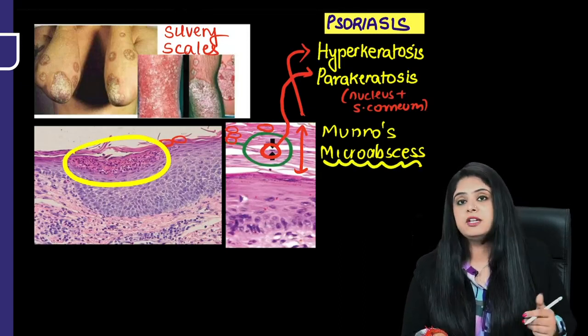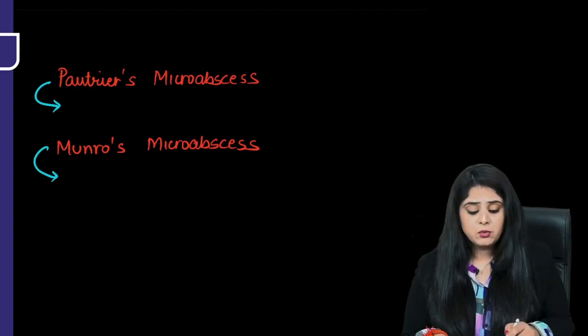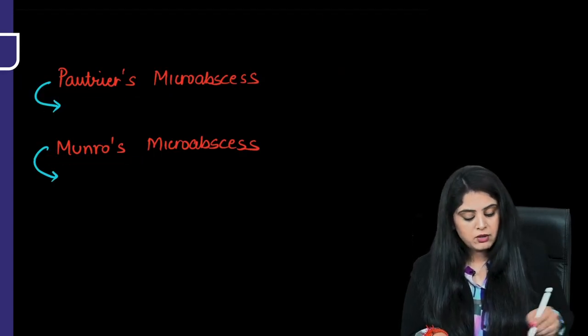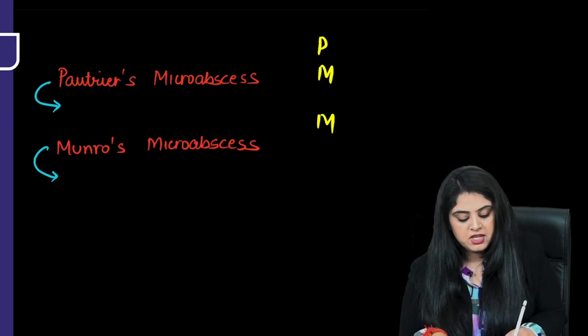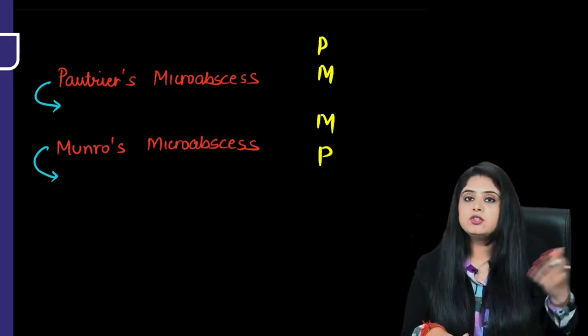It's a collection of inflammatory cells. I hope you're not getting confused. Munro's and Potrier's are two separate things, and you had to follow the PMMP. What is PMMP? You have to keep a combination of P and M.